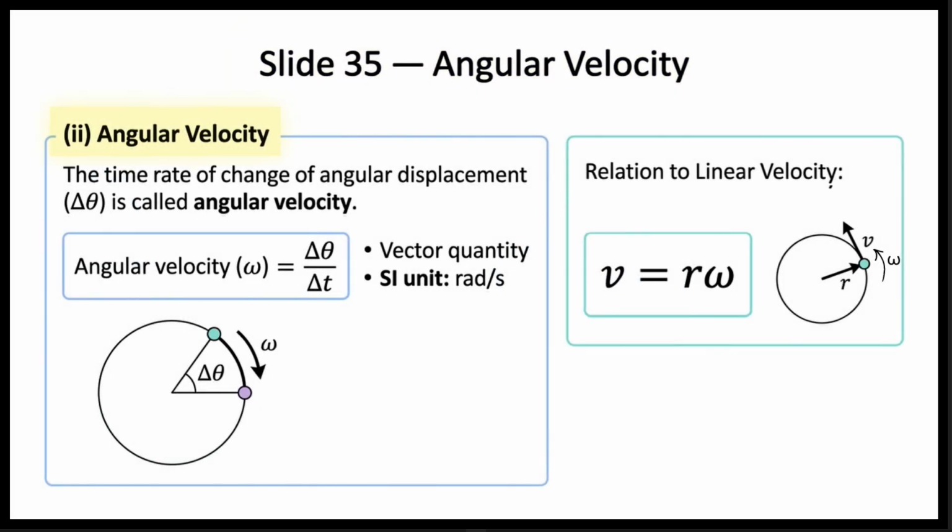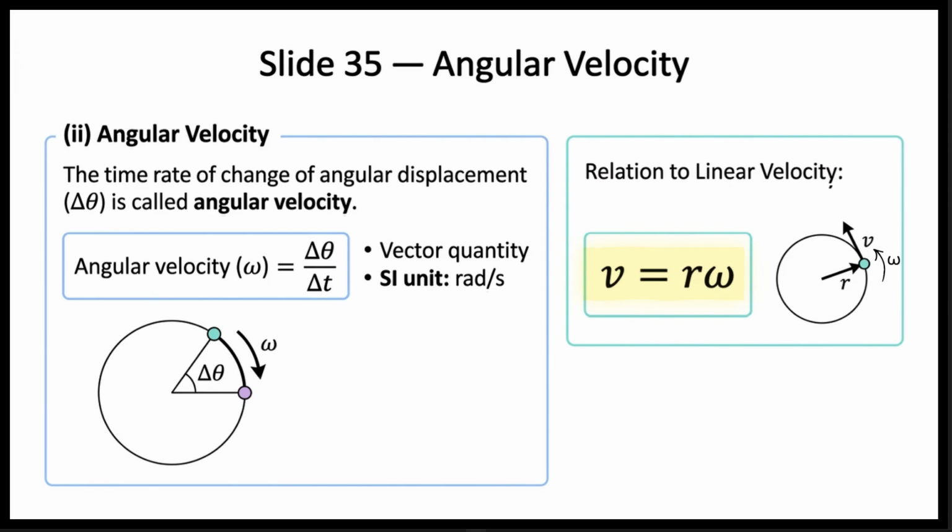Angular velocity, omega, is the rate at which angular displacement changes with time. The formula is omega equals delta theta over delta t. It is a vector quantity, direction given by the right-hand rule along the axis of rotation, with SI unit radians per second. The first diagram shows the object sweeping through angle delta theta in time delta t, with a curved arrow indicating the direction. The critical link between angular and linear quantities is v equals r times omega.